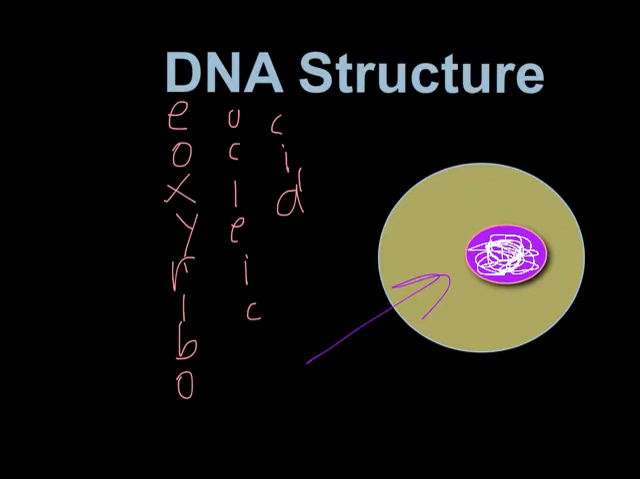Since it's a molecule, it's not living. Remember, a cell is the smallest living thing. Since DNA is part of a cell, it can't be alive by itself. Now, the reason why DNA is so important is that DNA holds the instructions for how our cells function. So we're going to be able to see that today, how DNA holds those instructions.